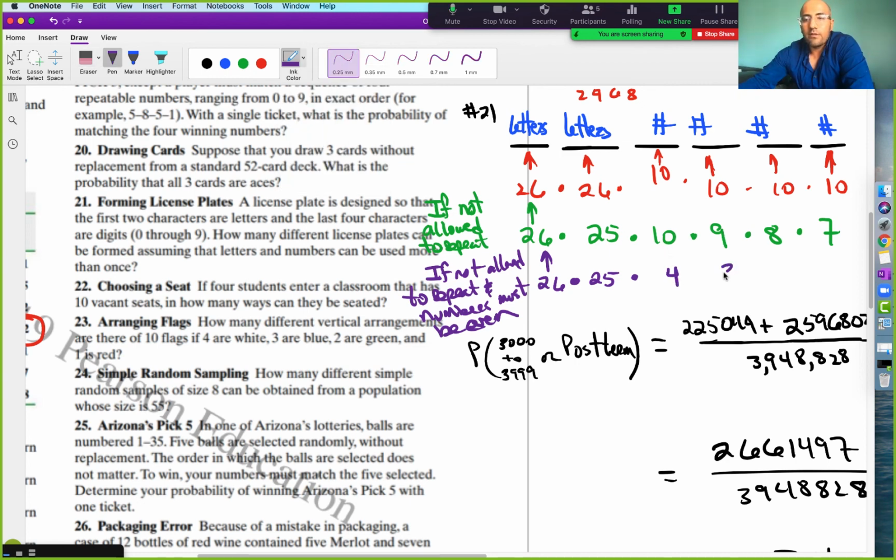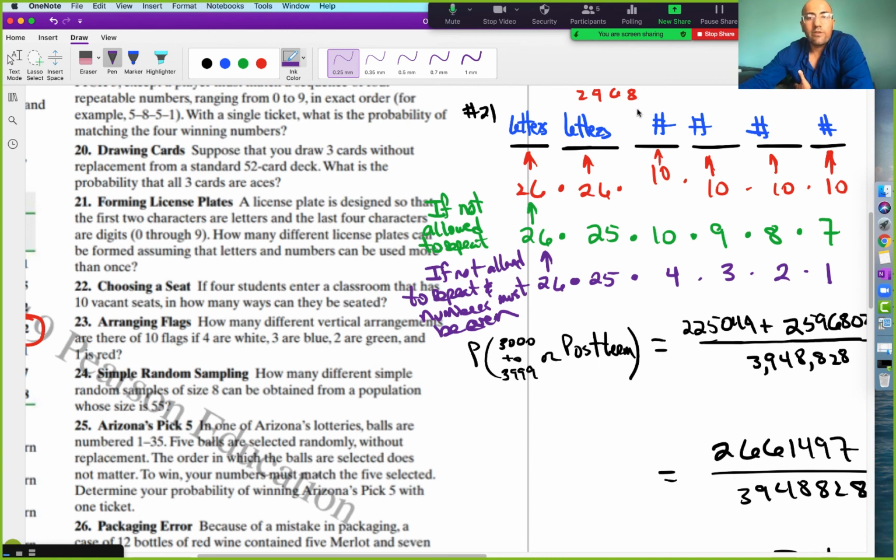Once you've chosen that one, there's 3 ways to choose the next one, then 2 ways to choose the next one, and then there's only one final way to choose the last even number, right? So if they're all even numbers, you have to use the numbers 2, 4, 6, and 8 because you're not allowed to repeat.